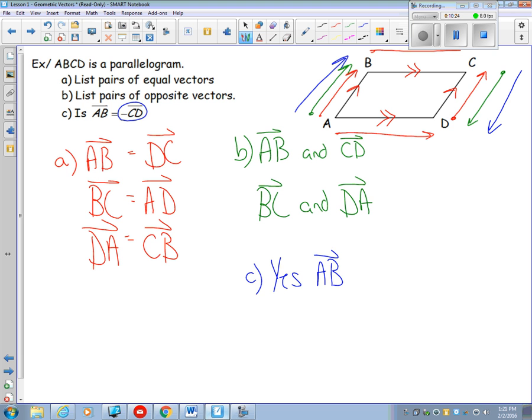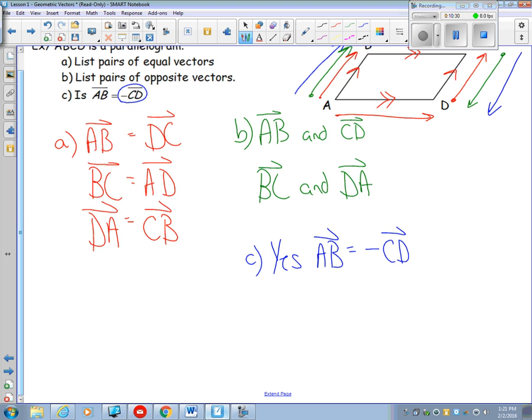AB does indeed equal the negative of CD. Another way you can write negative CD is that the negative sign means it goes the opposite direction. That's the same thing as saying DC. So does AB equal DC? It sure does. Okay, and there's a little bit of terminology for you.